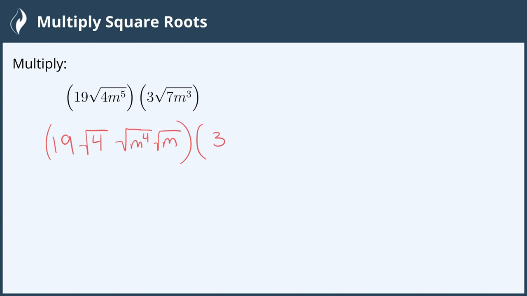7 is not a perfect square and it is not divisible by a perfect square, so it needs to remain inside the radical. However, m to the 3rd can be broken into a perfect square. In fact, m squared is a perfect square, and we're left with one m that is remaining inside the radical.